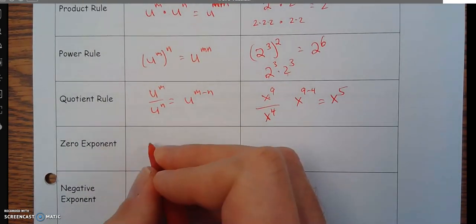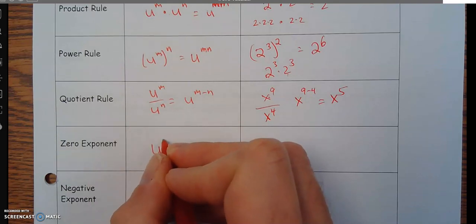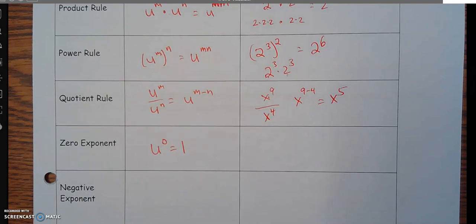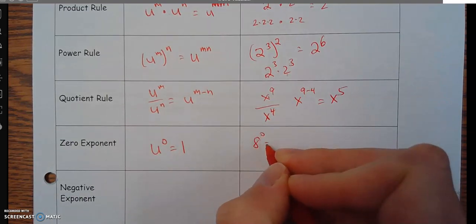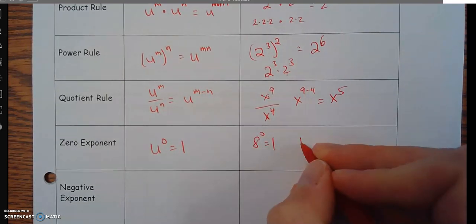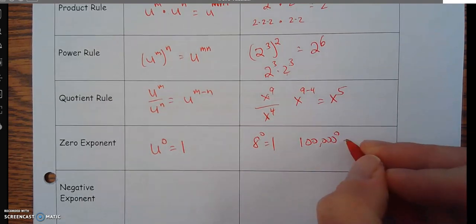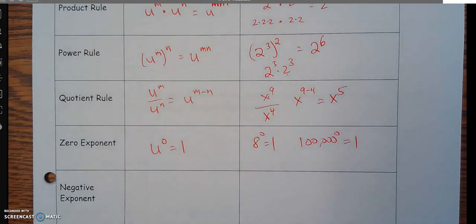The zero exponent: if you had u to the 0, so anything to the 0 power, this one's just 1, doesn't matter. I could have 8 to the 0 power, that's 1. I could have 100,000 to the 0 power, guess what, that's 1. It comes out to be the same thing.